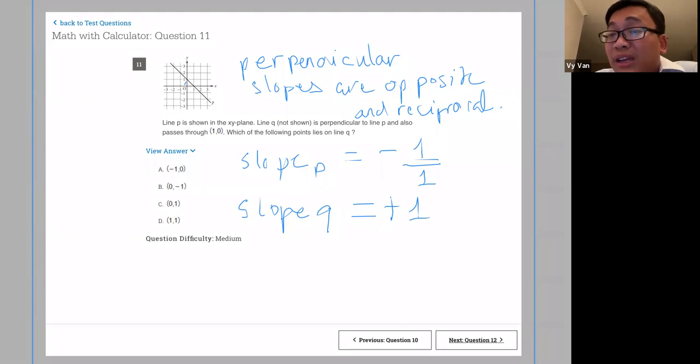So we know the slope of line Q is 1, and it goes through the point 1, 0. We can actually plot this 1, 0. The slope is 1, so the line looks like that. Let's see which point is on it. As you notice, the point 0, -1 is on it. You can also write the equation for Q and plug in the points to see which one works. But because they give you the graph, you can just graph this line. Okay, so let's move on to number 12.